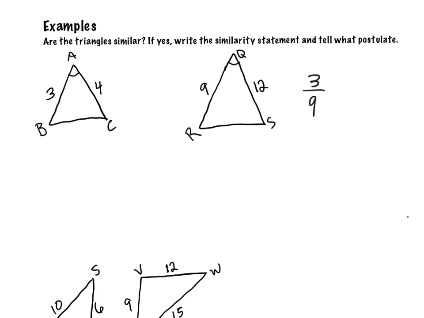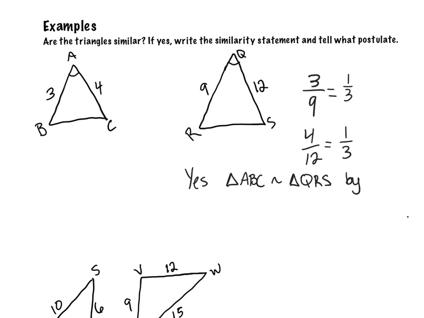Even when I scale things up or down, the side lengths are still going to be smallest, middle, biggest. So that's how I know that 3 over 9 corresponds. That reduces to 1/3. And 4 over 12 is 1/3. So here I'll say yes: triangle ABC is similar to triangle QRS by side-angle-side similarity.